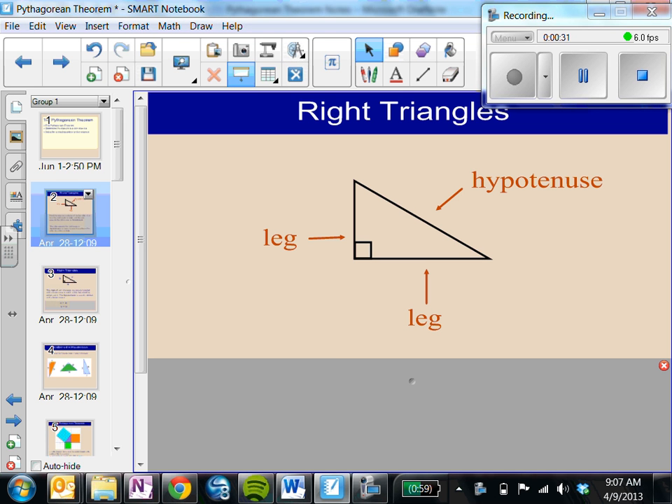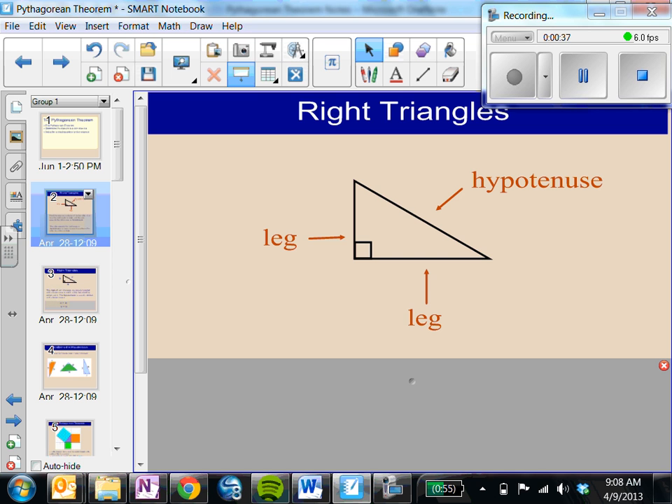The different parts of our right triangle are our two legs and our hypotenuse. The two legs come together to form a right angle, and the hypotenuse is the side across from the right angle. So this side right here is the hypotenuse. The hypotenuse will always be longer than either of the legs.